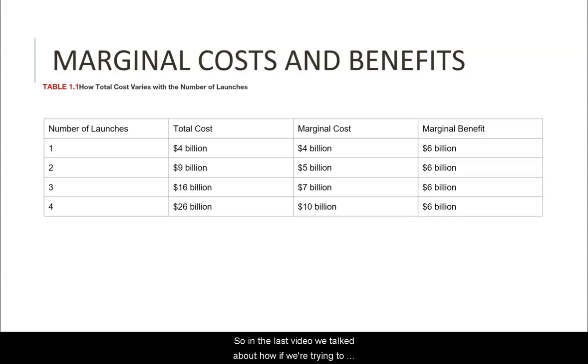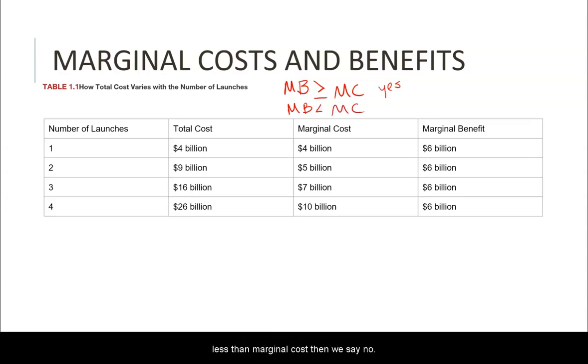So in the last video, we talked about how if we're trying to find the best combination, the best level of production, or how many waffles you should eat, whatever it is, we're going to use a rule where we say marginal benefit is greater than or equal to marginal costs. And if it is, then we'd say, yes, you should purchase that or produce that or whatever it is. And if marginal benefits are less than marginal costs, then we say no.